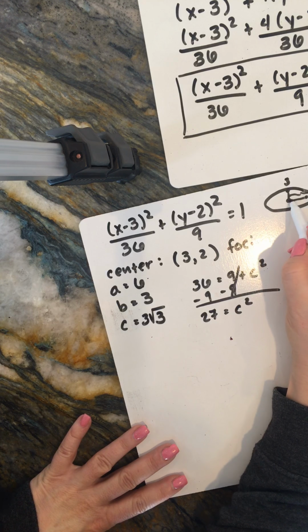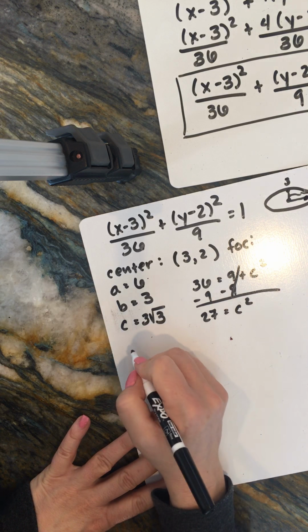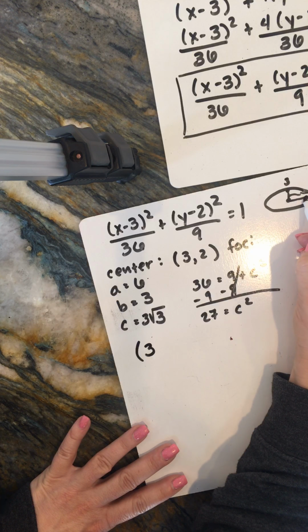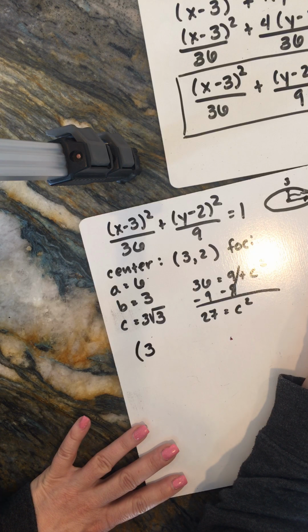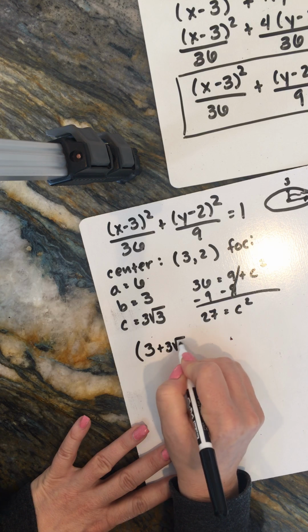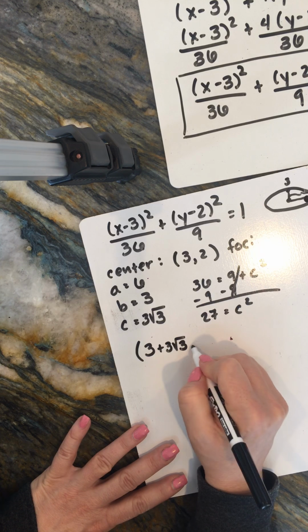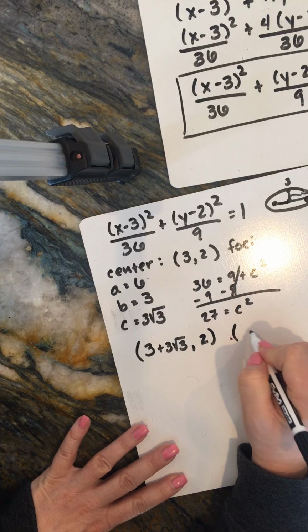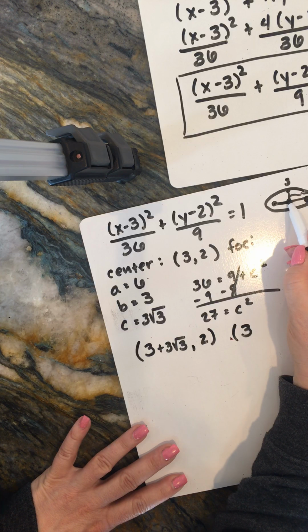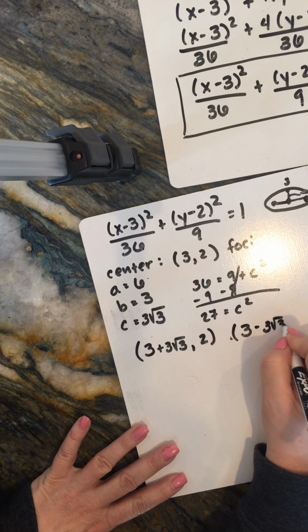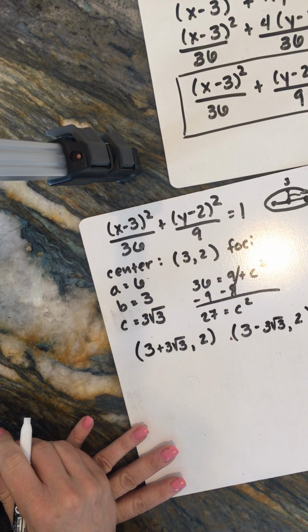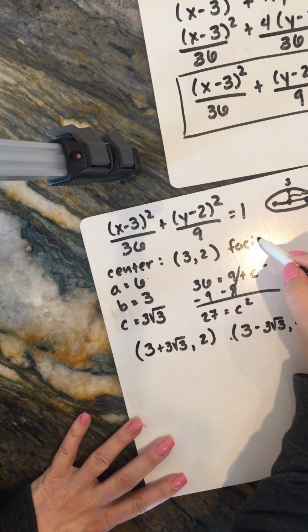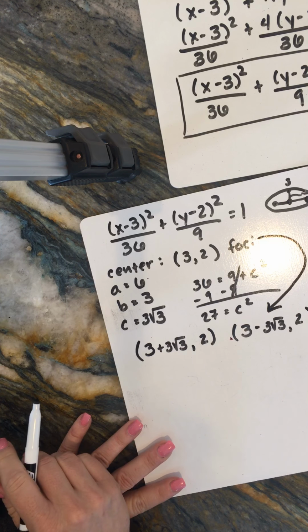So the focus is an x value. So let's take our x coordinate 3 and we'll add 3 square root 3 to it. So plus 3 square root 3. That'll put us right over here. The y value won't change at all. And the other focus, we'll take our x coordinate 3 and we'll subtract 3 square root 3 from it. The y coordinate doesn't change. So this is for our foci. I'll just put a little arrow down here. Those are for our foci.